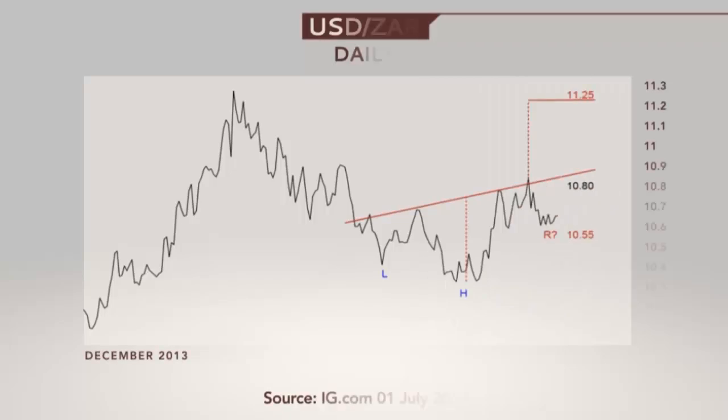The rand has actually performed slightly better against the dollar, but we've got the same pattern, an inverse head and shoulders formation. You can argue that it confirmed before this; the end of the platinum strike actually saw strength come back into the rand, but we're looking slightly weaker again. If the price closes above that 1080 to the dollar, we could see a move towards 1125, towards those recent highs.